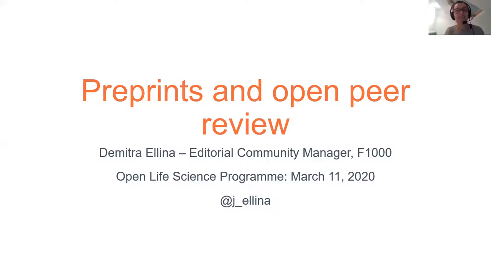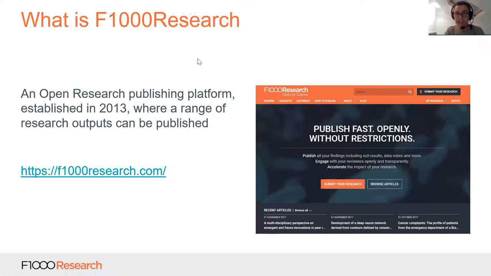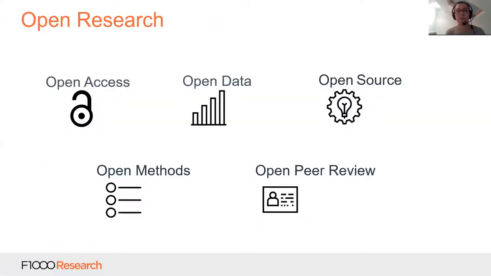Perfect. Okay. So I work for F1000 Research, which is an open research publishing platform. It started in 2013. We publish a range of research outputs all over the life sciences and biology, but also broader as well. Traditional research articles, but also things like null results, software tools, data notes, things which hopefully play into this whole making research more reproducible and transparent that we've been talking about a lot today. So we call ourselves an open research platform because we incorporate these things. The first is that all our articles are published open access. Secondly, we have quite strict open data policies and we endorse the FAIR guidelines that I've spoken about earlier.